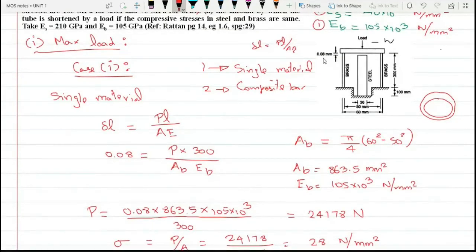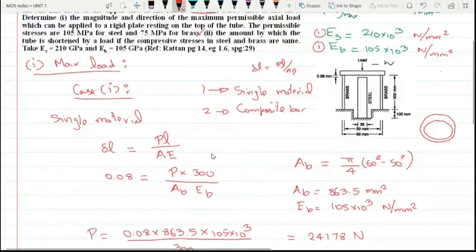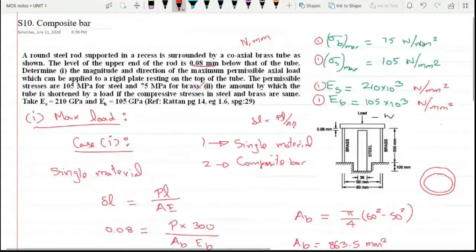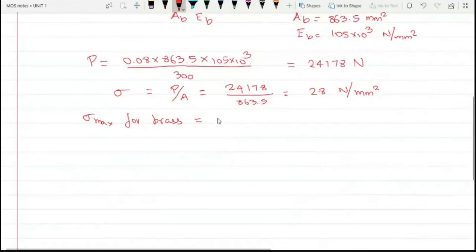After this, what happens? Brass and steel both are having contact, right? So that is case 2. Okay. Before that, you know the maximum stress for brass. So the maximum stress for brass is given, which is 75 Newton per mm square. This is the maximum stress it can withstand. This is 75 Newton per mm square.